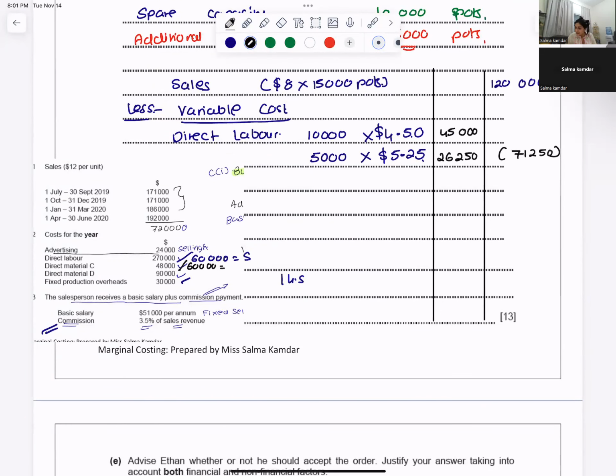For material D, 90,000 divided by 60,000, it is coming up to 1.50. So material C costs for 10,000 units, it will become 8,000. And for additional, it will become 4,200. Total is 12,200.